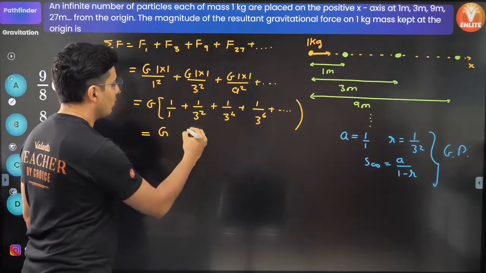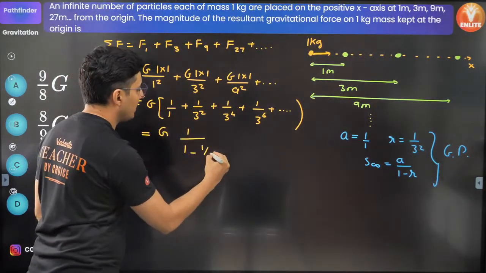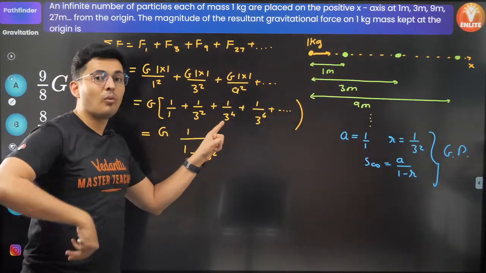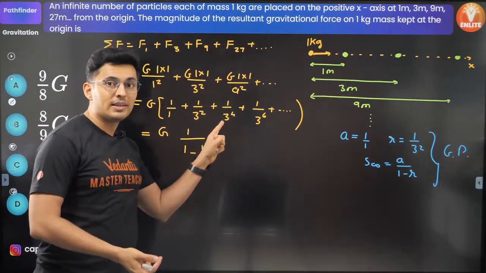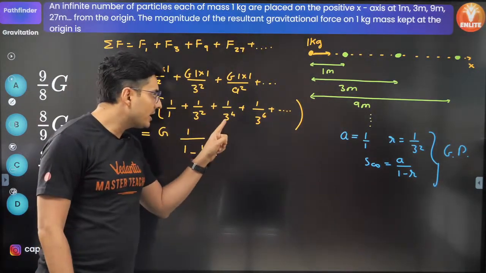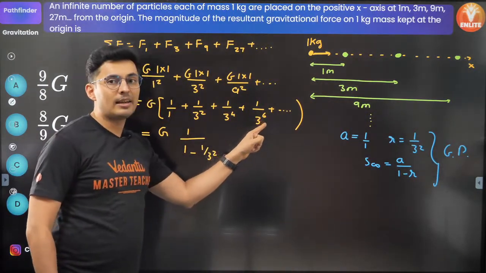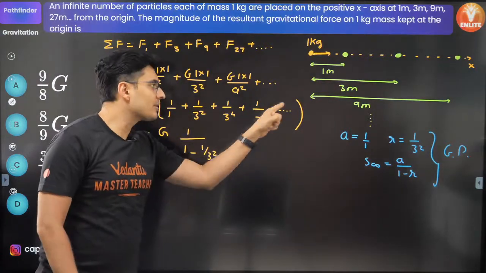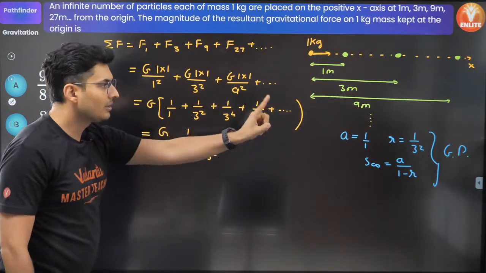A is 1, so it is 1 upon 1 minus the common ratio. The common ratio is 1 by 3 square, because ratio means what you need to multiply one term by to get the next. 1 by 3 square into 1 by 3 square is 1 by 3 raised to 4. 1 by 3 raised to 4 into 1 by 3 square is 1 by 3 raised to 6. 1 by 3 raised to 6 into 1 by 3 raised to 2 gives you 1 by 3 raised to 8. So the common ratio is 1 by 3 square.